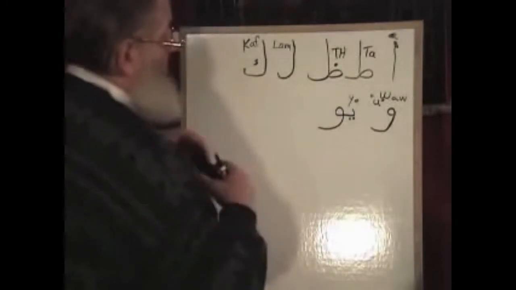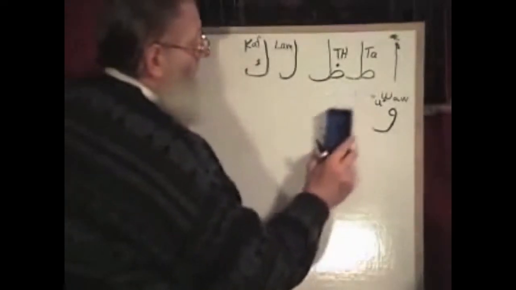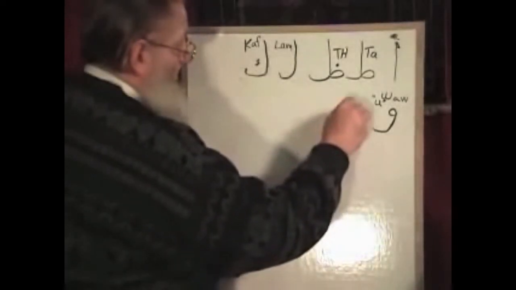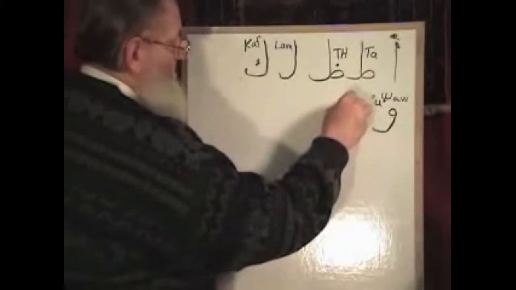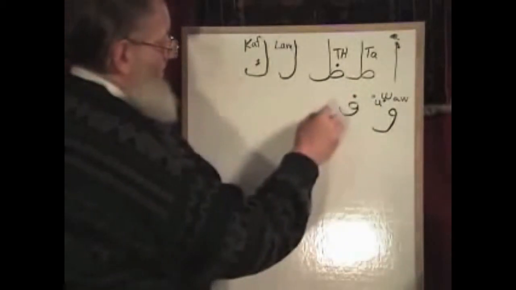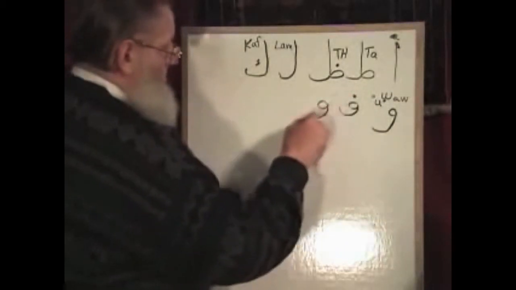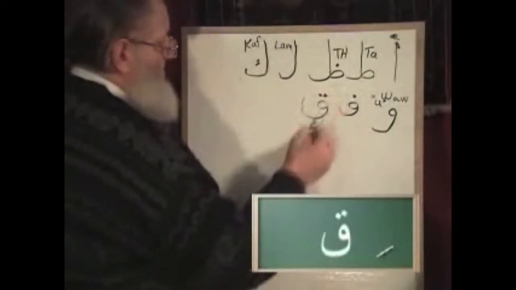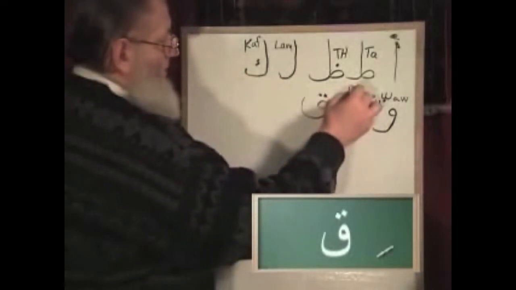We don't want to forget about our amazing wow, and now we've got our fa. Now watch this next letter. Similar to the fa, only it's got two dots. This is called what? I want to put the fa back here so you won't forget.